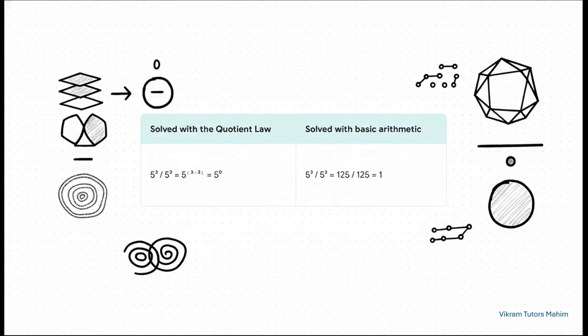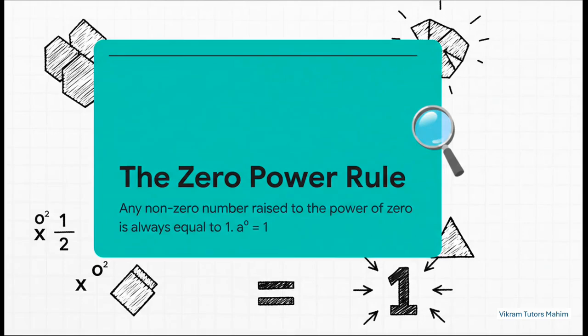Okay. But we also know from basic arithmetic that any number divided by itself is just 1. 5 cubed is 125, and 125 divided by 125 is 1. So hold on. We solved the same problem 2 ways, and we got 2 different-looking answers, 5 to the power of 0 and the number 1. Since they're both the answer to the same question, they must be equal. Therefore, 5 to the power of 0 has to be equal to 1.